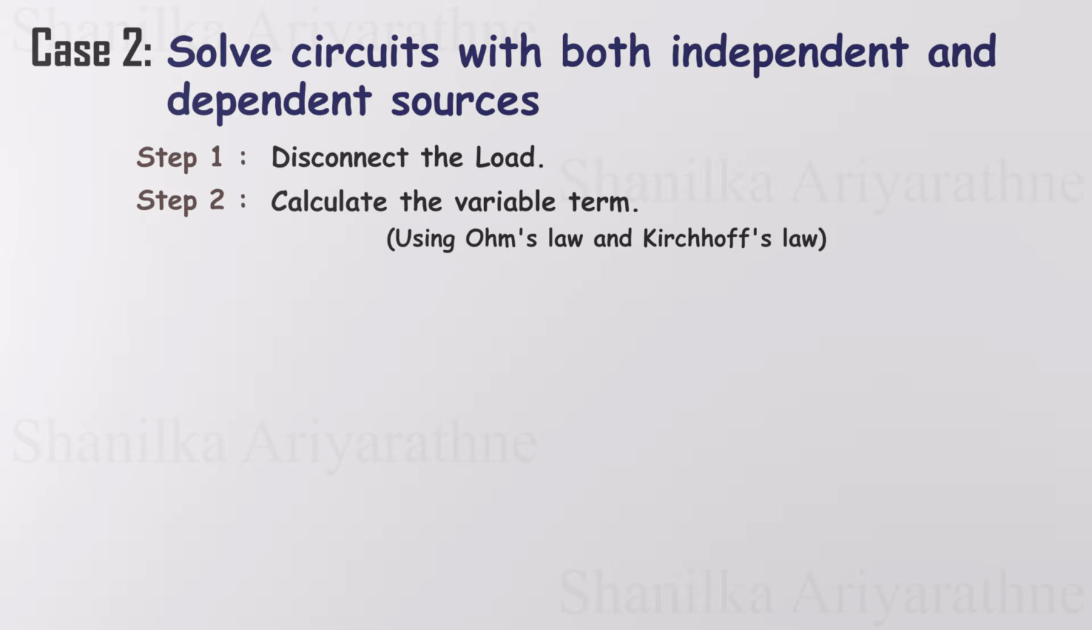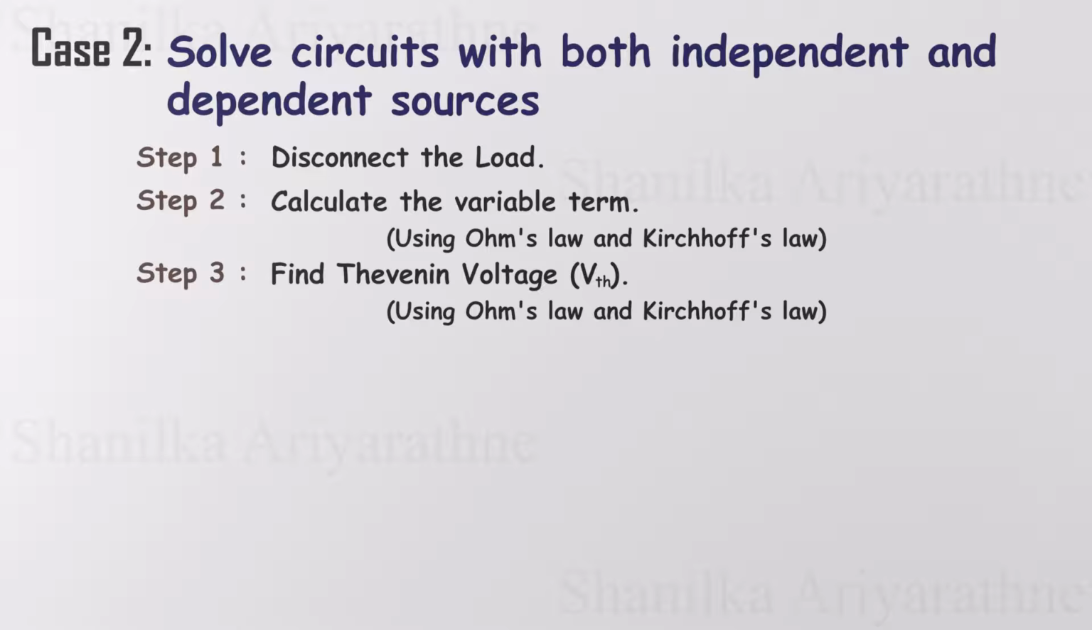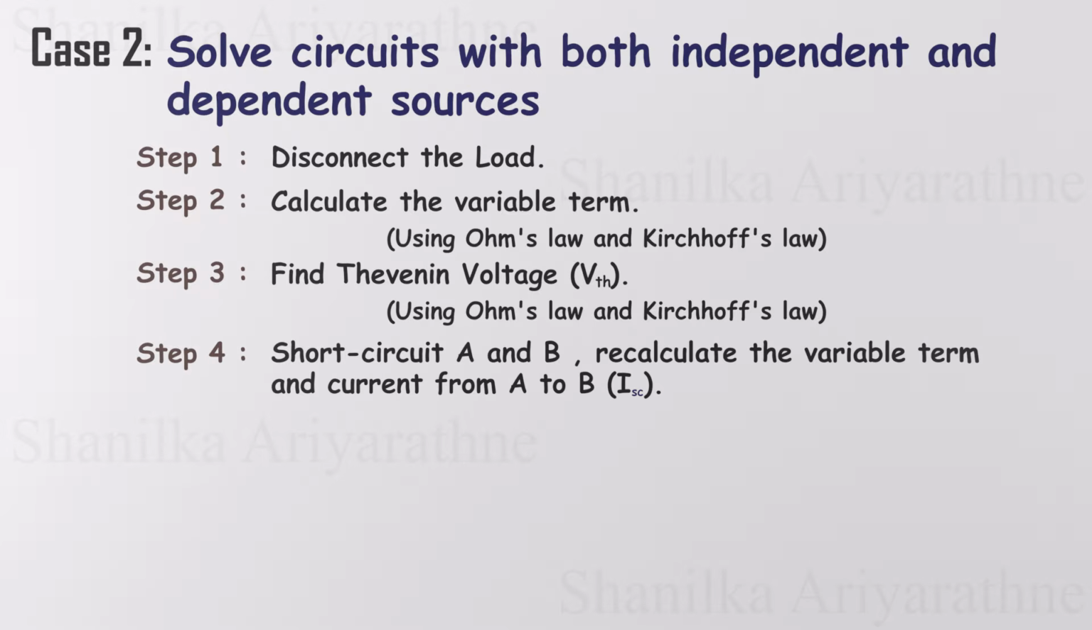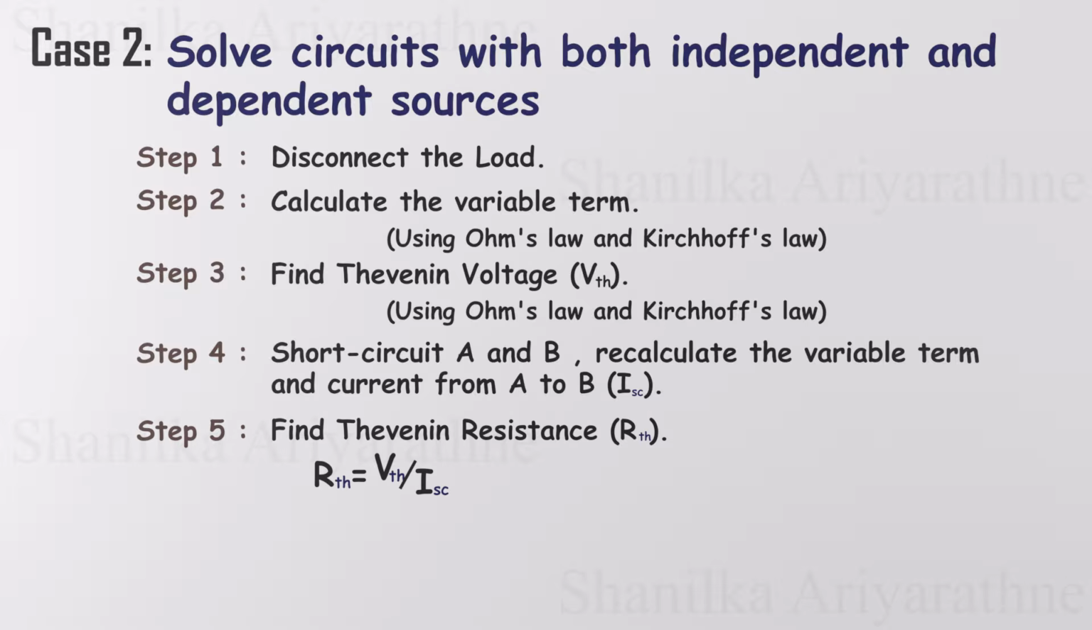Now we can calculate Thevenin voltage same as earlier. This is the open circuit voltage across the load terminals A and B after the load is removed. Next, short circuit terminals A and B by connecting them with a wire. Recalculate the variable term for any dependent sources to account for this new condition. After that, calculate the short circuit current flowing from A to B. Now use the short circuit current and the Thevenin voltage to calculate the Thevenin resistance.